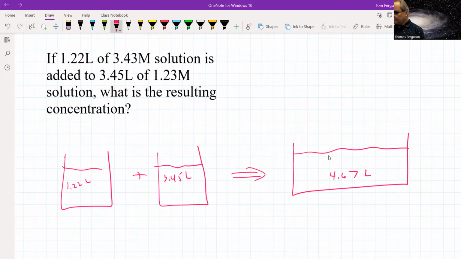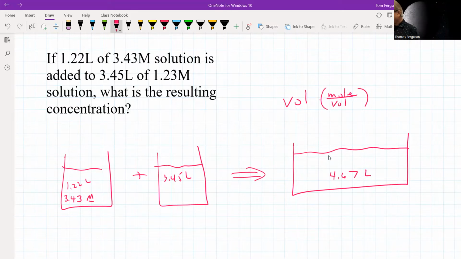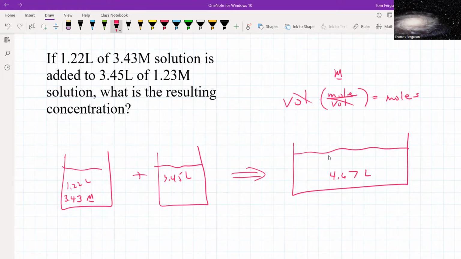So volume times molarity. Whenever you multiply molarity times volume, we'll end up with moles. So we have a volume, we have molarity, we can find moles.